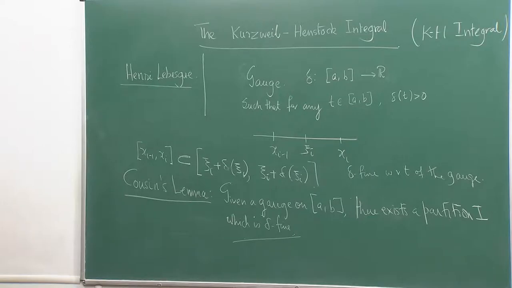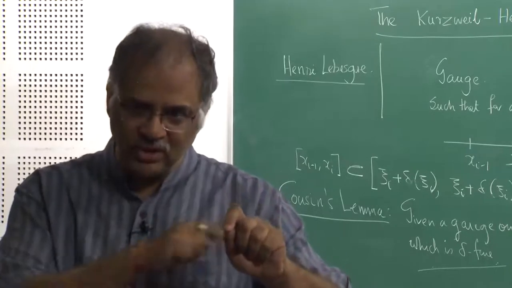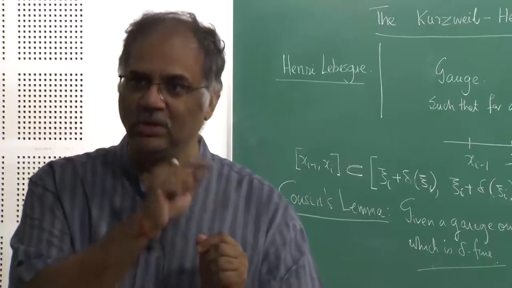Now how are you going to define this? Basically you have to show the existence of a partition which is delta fine. So given a gauge, there is always a delta fine partition. Obviously the next natural question would be: given any partition I, is there a gauge with respect to which it is delta fine? That is, if I have a tagged partition, can I define a gauge with respect to which it is delta fine? It is obvious because you can always define the constant gauge. But given a gauge which is not constant, the more relevant question which Kurzweil-Henstock answers is whether you can have a partition which is delta fine with respect to this gauge, not a number.